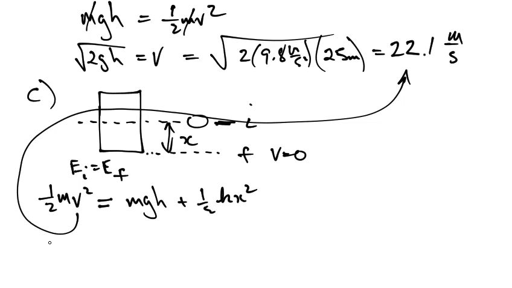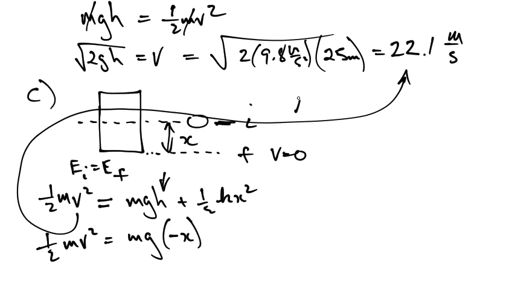Now, what are we looking for? We're looking for x. By the way, I've written h here, but understand that that's going to be replaced in a moment. Let's write the equation again. 1/2 mv squared equals mg. Now what is the h? Well, the h is actually negative x.